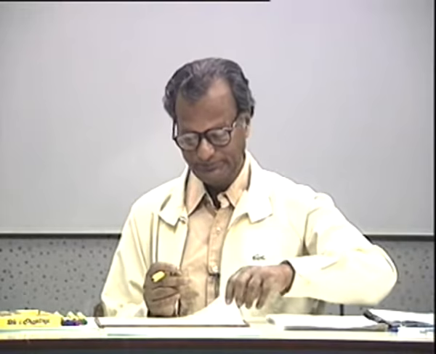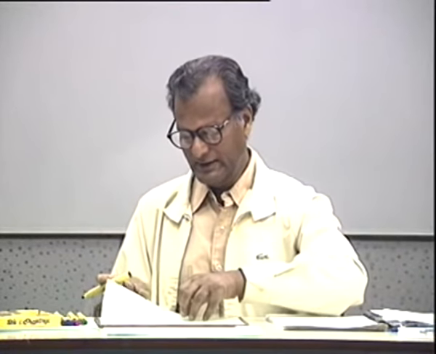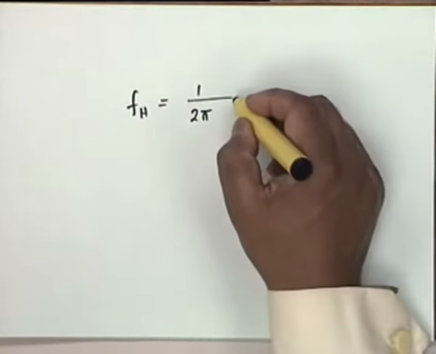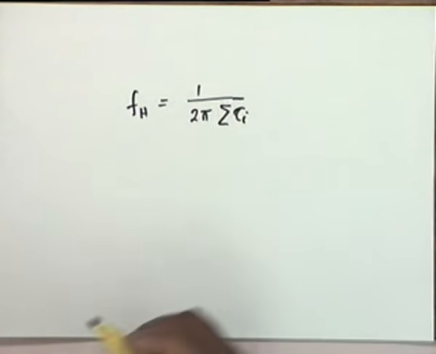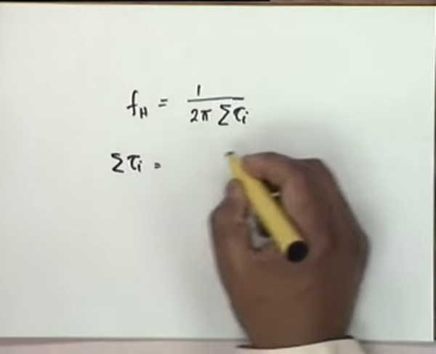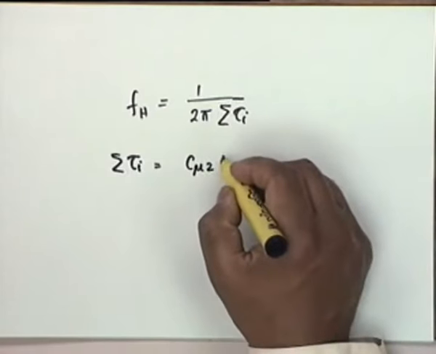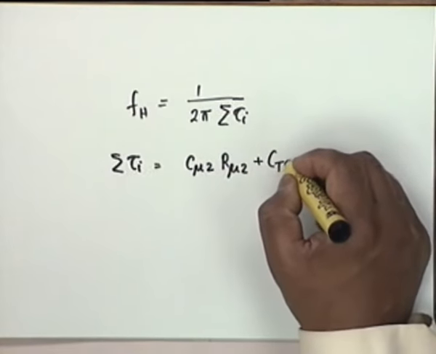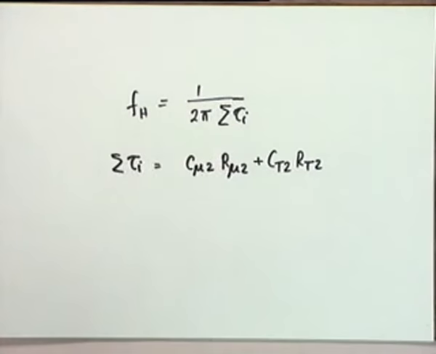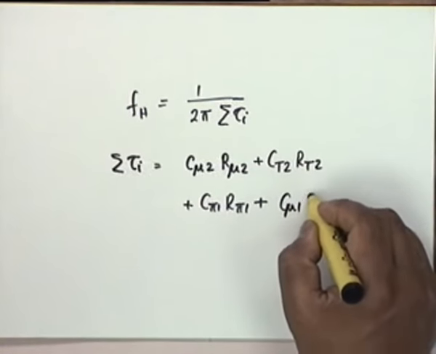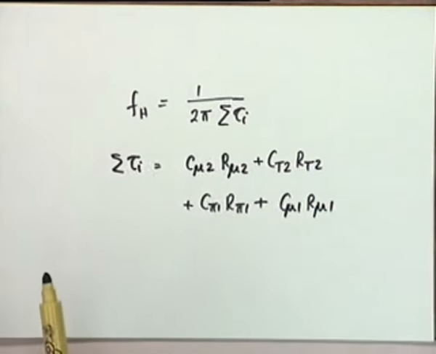And if you recall, in the method of open circuit time constants, what we have to do is find FH as 1 over 2 pi summation tau i. Is that the method? Where summation tau i here would be C mu 2 times the effective resistance across it, R mu 2, plus CT2 RT2, we are going back, plus C pi 1 R pi 1 plus C mu 1 R mu 1. I have not yet found out these resistors, we will have to find them out.